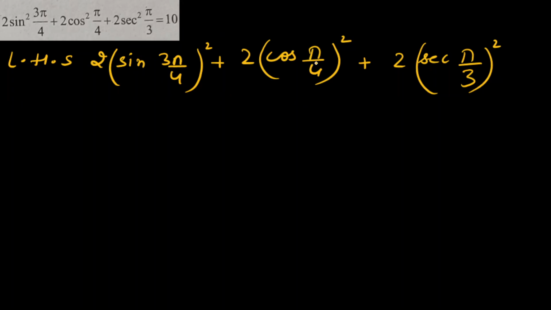Here if you see pi by 4 and pi by 3, these are standard angles. Pi by 4 is 45 degree, pi by 3 is 60 degree, and we know their values directly, we can substitute. But 3 pi by 4 is not a standard angle. So how to change it? We have to convert it into a standard angle.